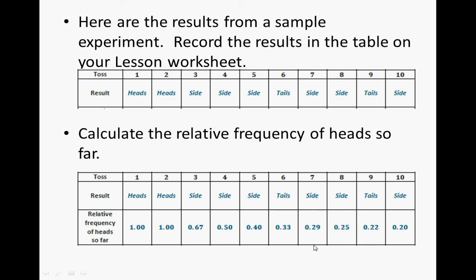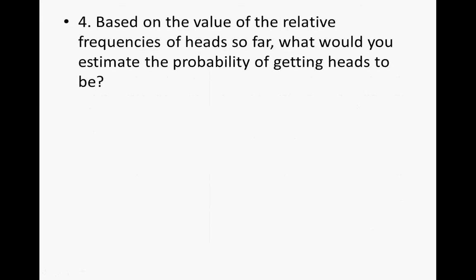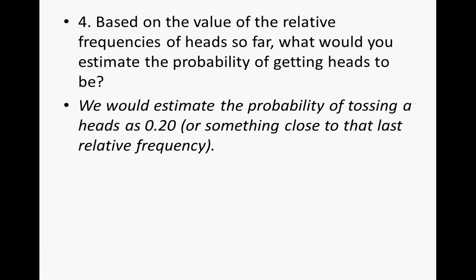2 out of 7, which is 0.29. 2 out of 8, which is 0.25. 2 out of 9, which is 0.22. And 2 out of 10, which is 2/10 or 20%. So based on the value of the relative frequencies of heads so far, what would you estimate the probability of getting heads to be? Well, we would estimate the probability of tossing a heads as 0.20, or something close to that last relative frequency.